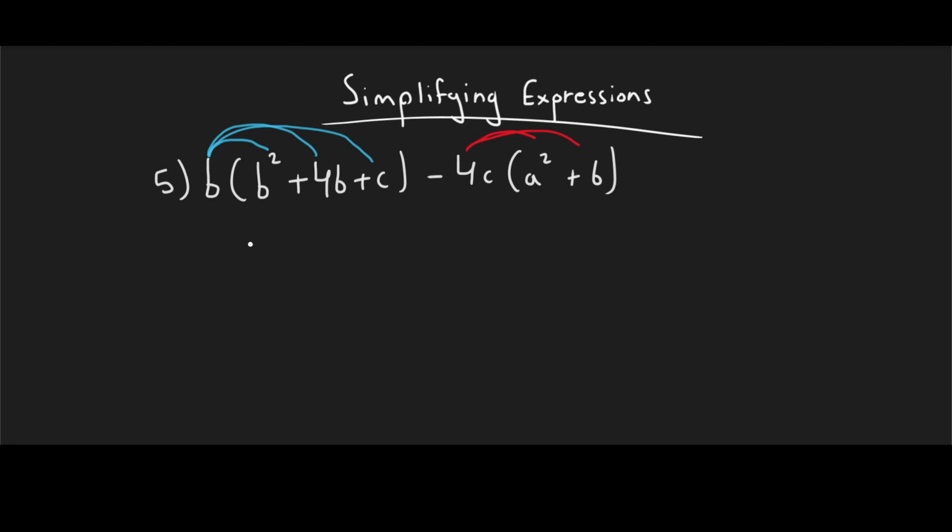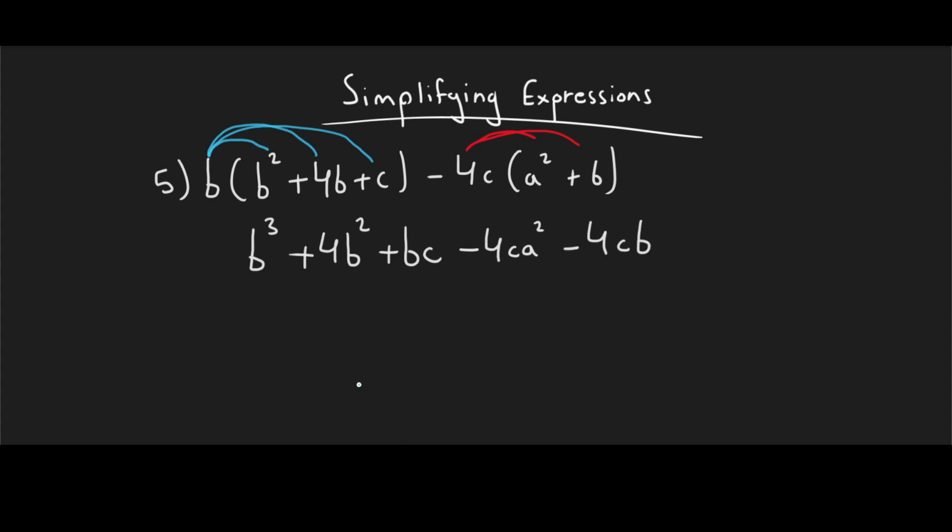We have b times b squared, which gives us b cubed, plus b times 4b, which would give me 4b squared, since it's b times b. Then we have b times c, which would give me positive bc. Now, for the second bracket, we have negative 4c times a squared, so we get negative 4ca squared, and negative 4c times b, so we get negative 4cb.